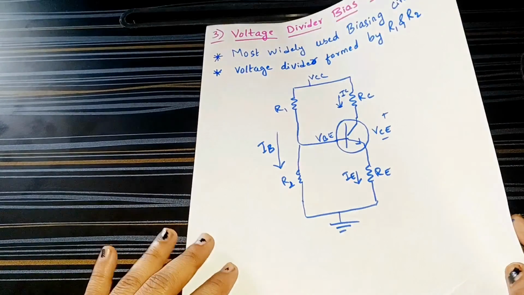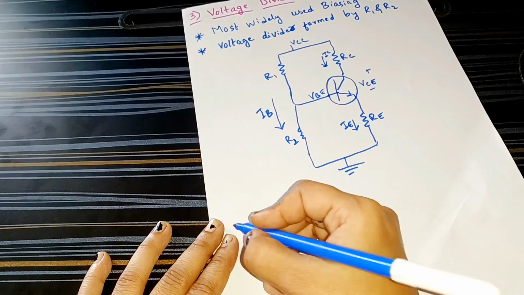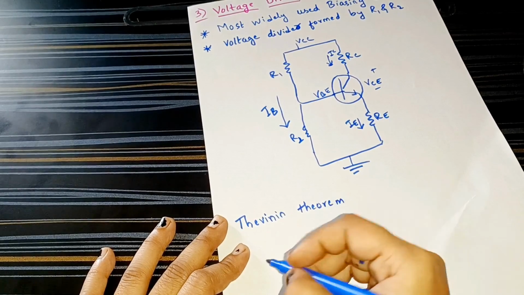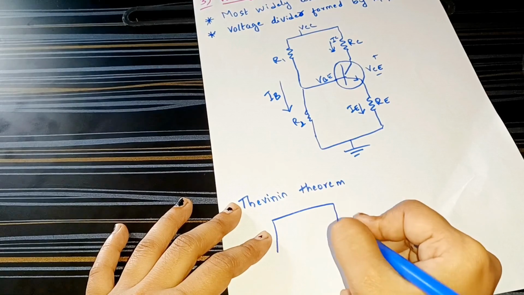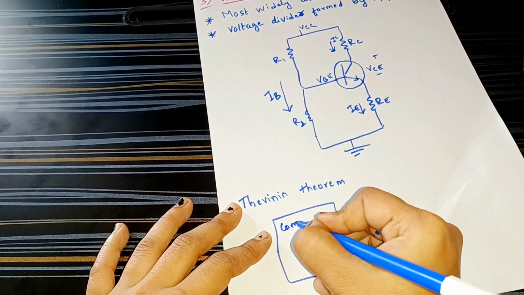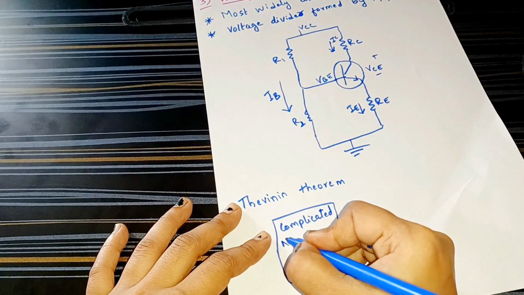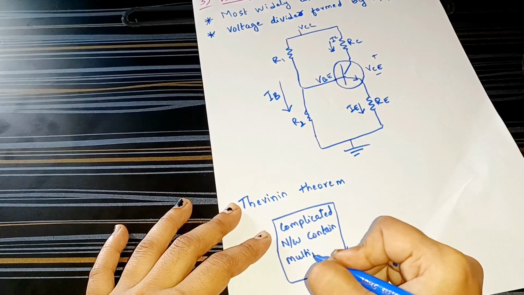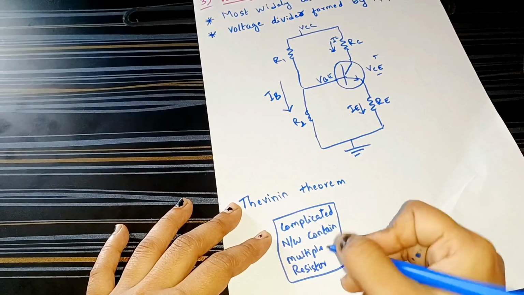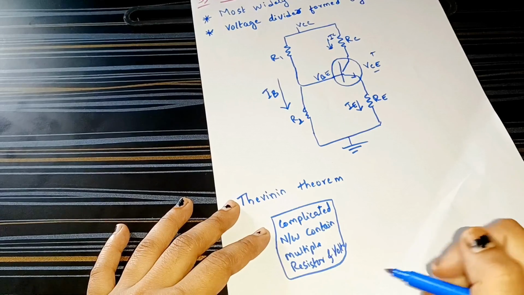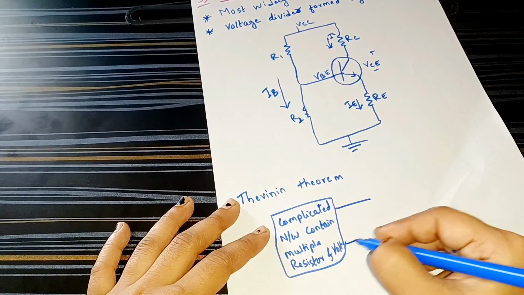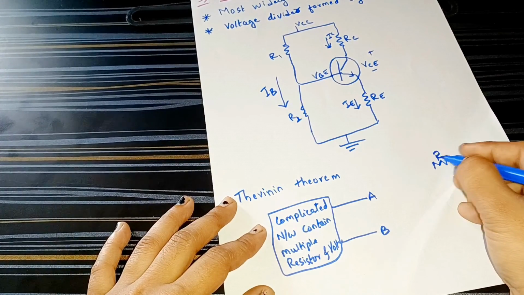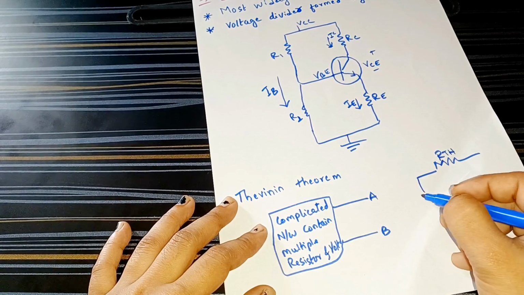To understand the voltage divider bias, we first simplify this circuit using Thevenin's theorem. A complicated network containing multiple resistors and voltage sources is converted into a single resistor, RTH, and a single voltage source, VTH.